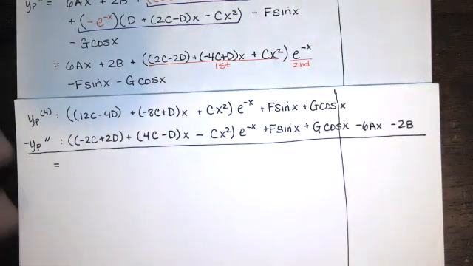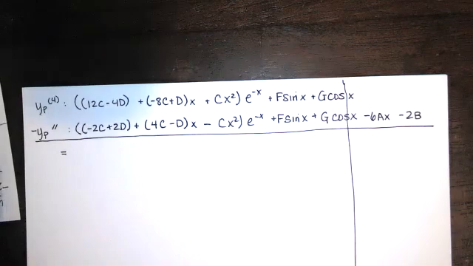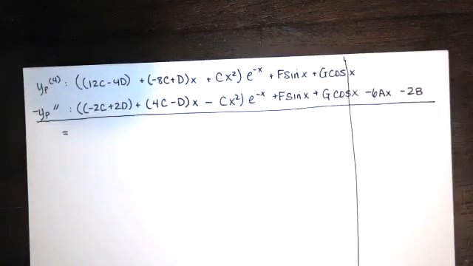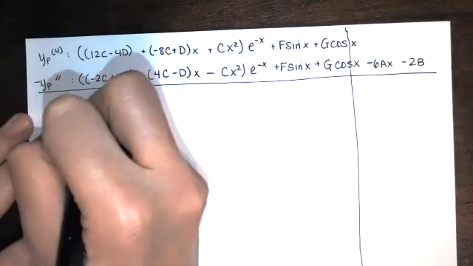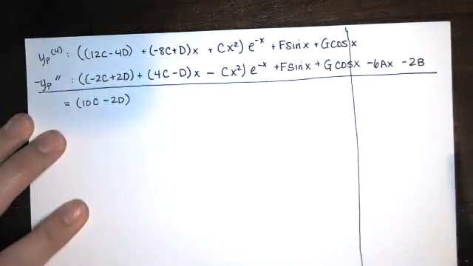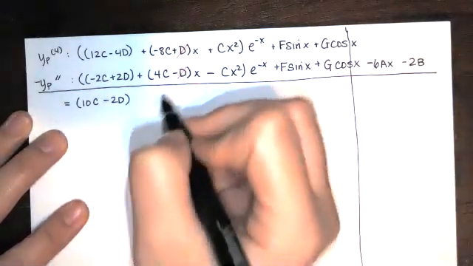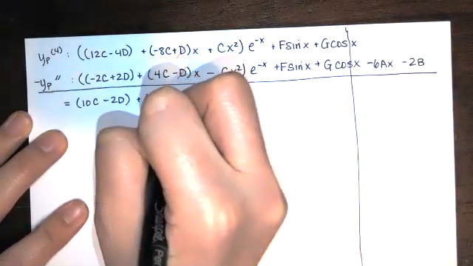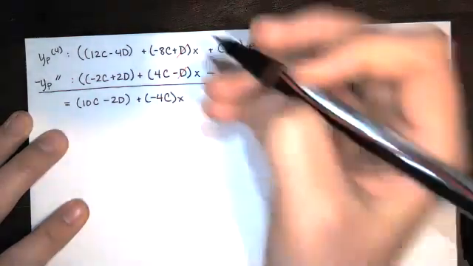Then we add all of these together, and that's a simplified version of the left-hand side of that differential equation. So I end up with 10c here, minus 2d. These guys reduce. And then you have a negative 4c times x. And then these guys reduce.